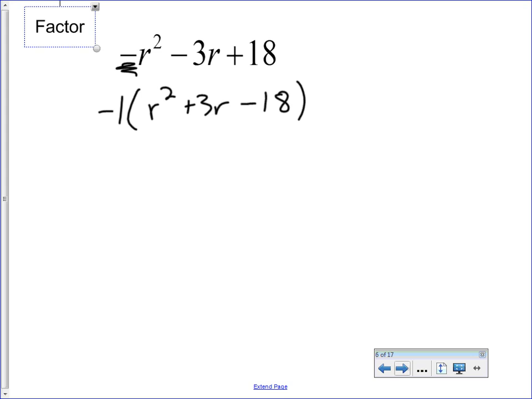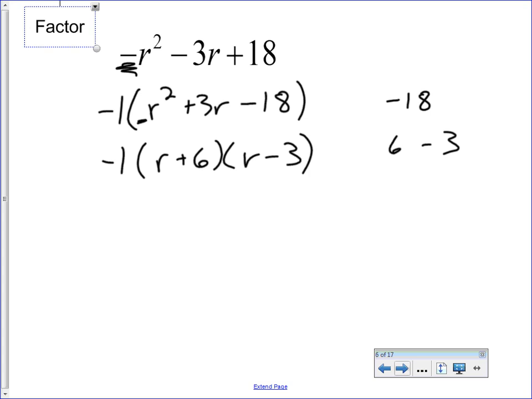Now I'm just looking for 2 things that multiply together to give me -18 that add up to +3. And that's going to be 6 and -3. Now, because there's nothing in front of r here, I can just write it out as this. Now, once again, order doesn't matter.